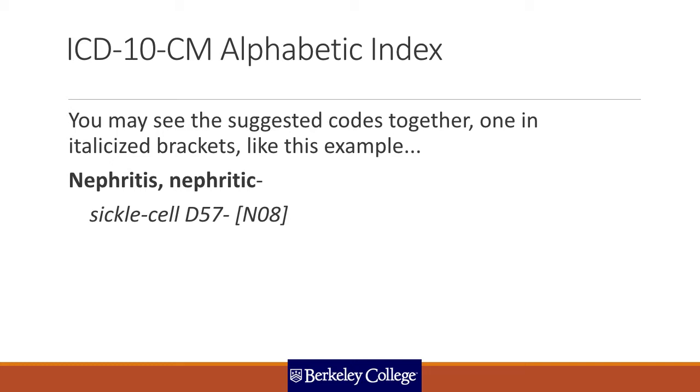This tells you that when you are confirming the codes to report a case of nephretic sickle cell, you will need two codes. The D57 code, if correct, would be listed first, and the N08 code, if correct, will be listed second. Of course, you will have to check both codes in the tabular list first.